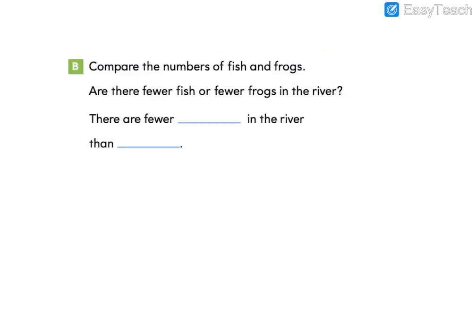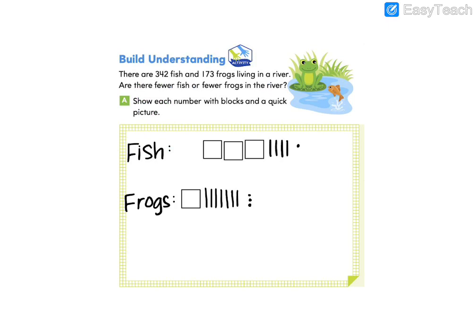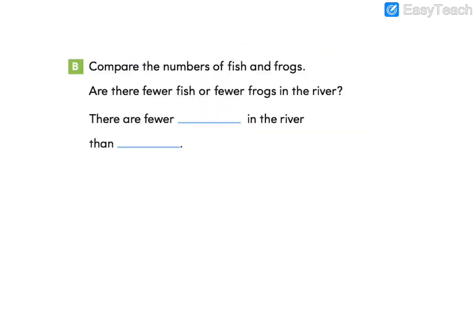Are there fewer fish or fewer frogs in the river? Which of these numbers was smaller? The frogs was smaller. So we know there are fewer frogs in the river than fish.